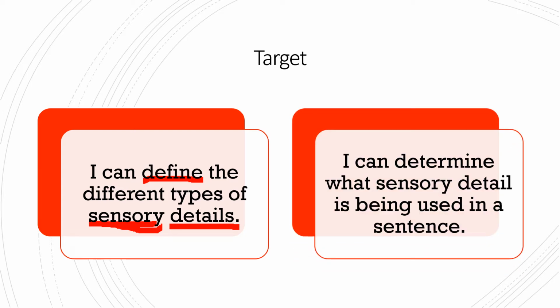Our second target is, I can determine what sensory detail is being used in a sentence. So we'll have some practice time where we'll be able to look at different paragraphs and determine which sensory detail is being used.